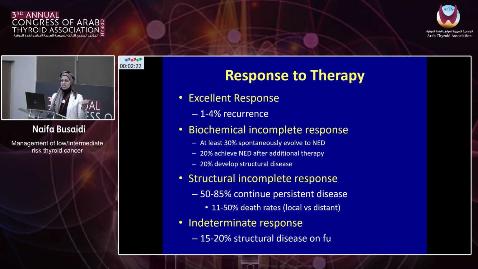But in each of these categories, some of these patients with biochemical incomplete response, those who had some thyroglobulin, it'll disappear on its own a third of the time. Right? So we don't want to blast these patients with more treatment. We want to follow them over time to figure out what's happening. The patients who are at highest risk of death are the structural incomplete response. Right? Those people who have known disease, either distant or local disease.